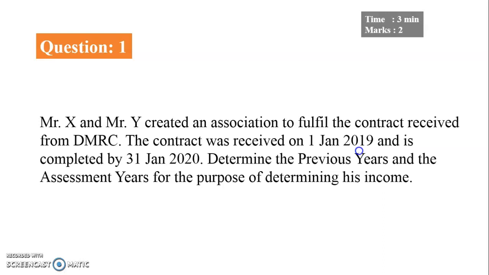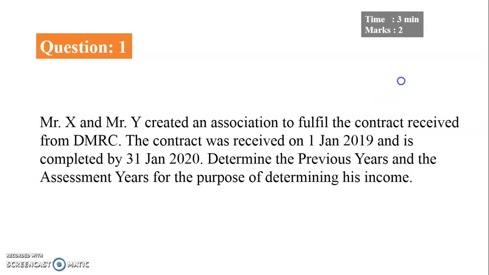Remember, I told you that a previous year could be less than 12 months in case your business is started during the year. So in this case it will be 1st January 2019 to 31st March 2019, and the assessment year will be 1st April 2019 ending on 31st March 2020. So this was your first.